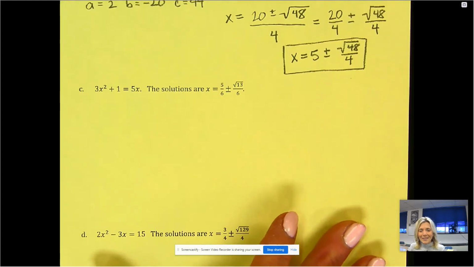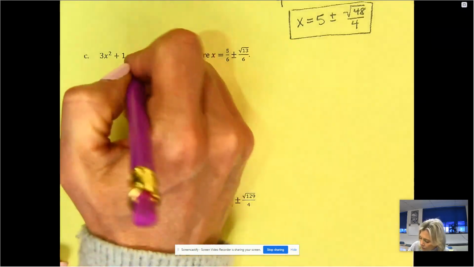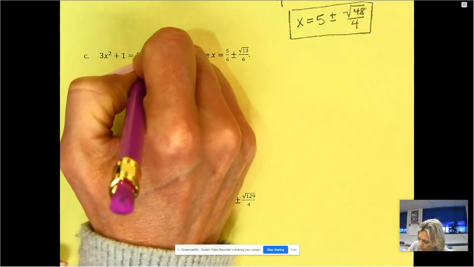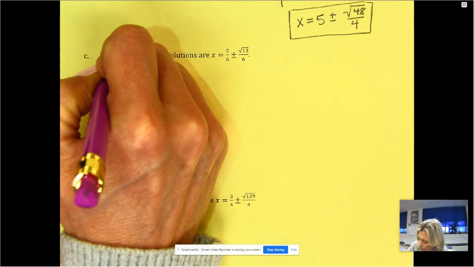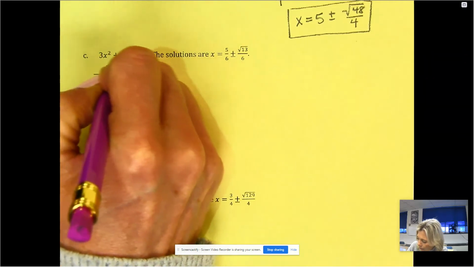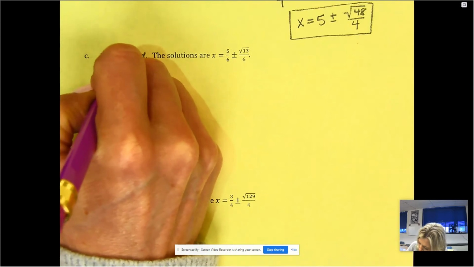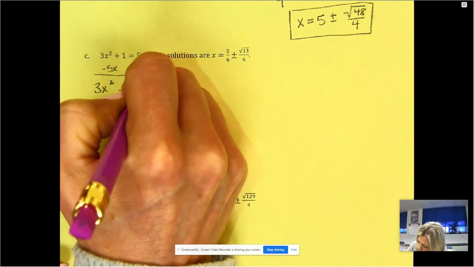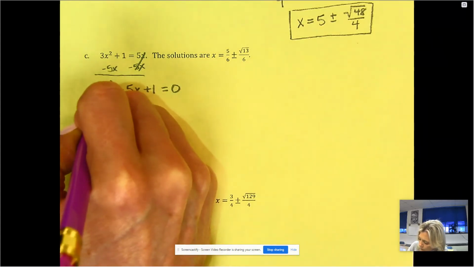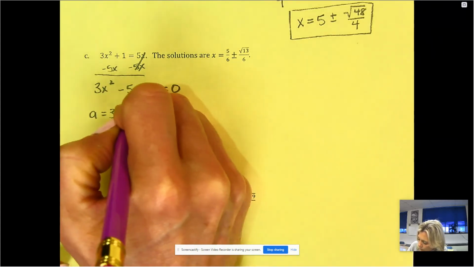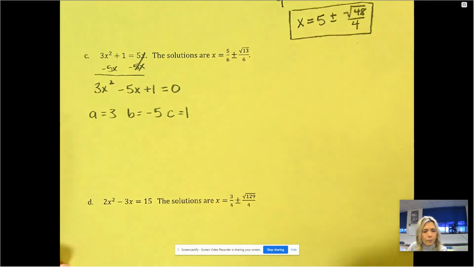Okay, on part C. Again, this one is not set equal to 0, so I'll move the 5x over. It's going to go between 3x squared and 1. Three x squared minus 5x plus 1 equals 0. So a is 3, b is negative 5, c is 1.